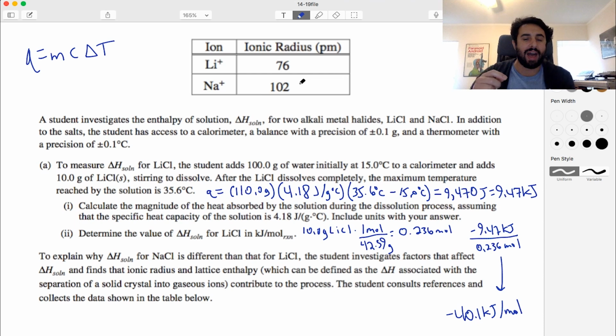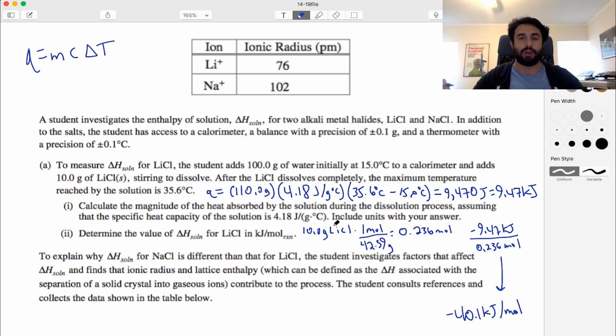So when you have ions in a lattice, there's some amount of energy that is associated with pulling them apart into what would be the gaseous state. So we're talking about the interactions in the solid. How much energy would it take to pull all of them apart to where they're not interacting? And obviously ionic radius has something to do with that. Sodium plus is bigger than lithium plus.